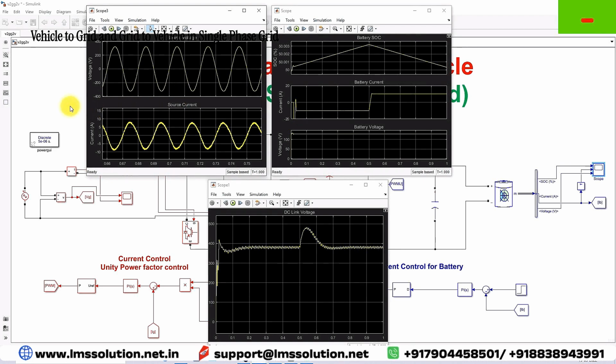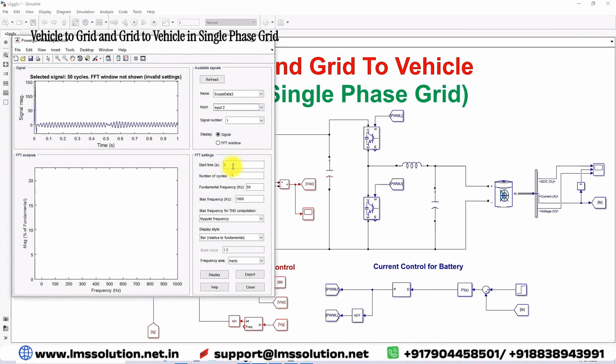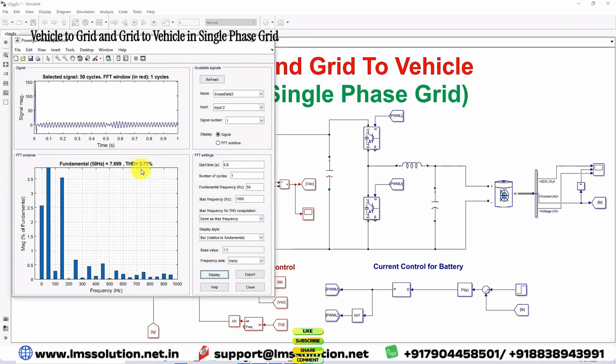Next you have to see the THD of the source current during charging and discharging. I need to use 0.3 seconds and then I'm going to measure the THD. Here you can see that the THD is around 4% only. This is less than 5%. It follows the IEEE standard. During the discharging condition, I'm going to measure the THD. Here also you can see that the THD is around 3.71% only. During the discharging condition also, the THD is less than 5%. It follows the IEEE standard.